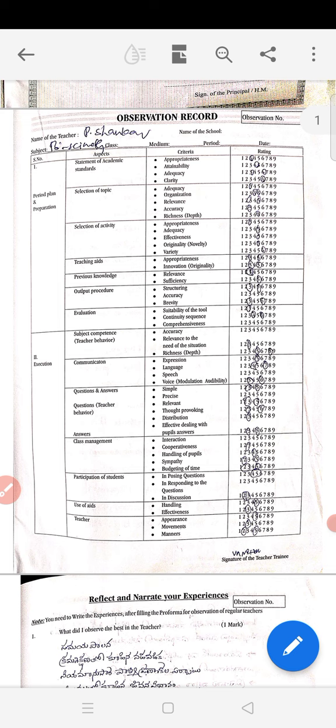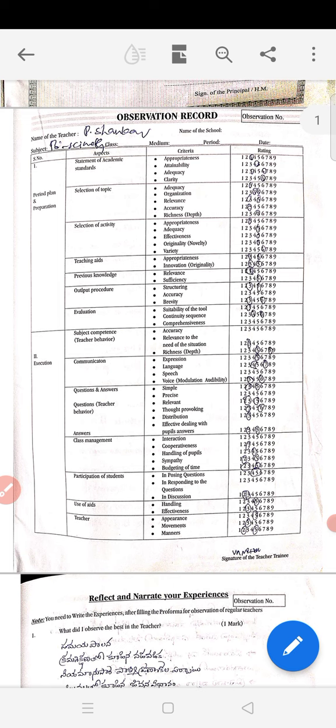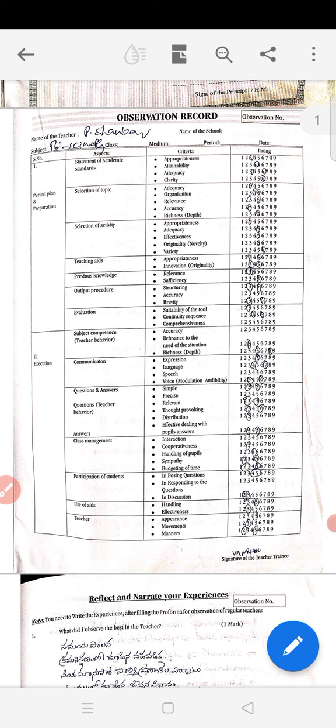And the last one, evaluation. In evaluation: suitability of the tool, continuity, sequence, comprehensiveness. For each and every one of these areas, you are going to give a rating of 1 to 9. So this is about the first area of observation, period plan and preparation.